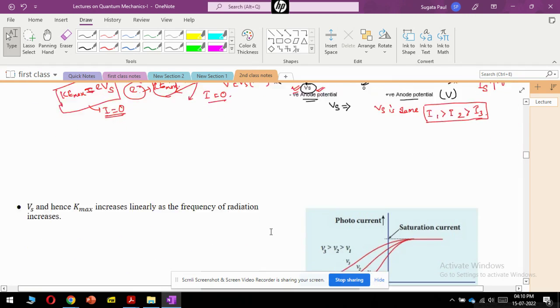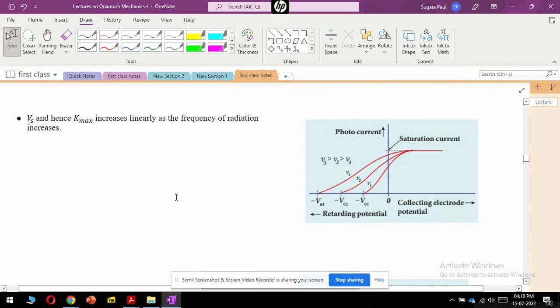So this is one observation. The second observation is from this curve. This is also a current versus voltage curve, where we keep the intensity of the radiation fixed. Like the previous case, we varied the intensity of the incident radiation, but in this case we keep the intensity fixed and instead we change the frequency of the incident radiation. Frequency means mu of the incident radiation.